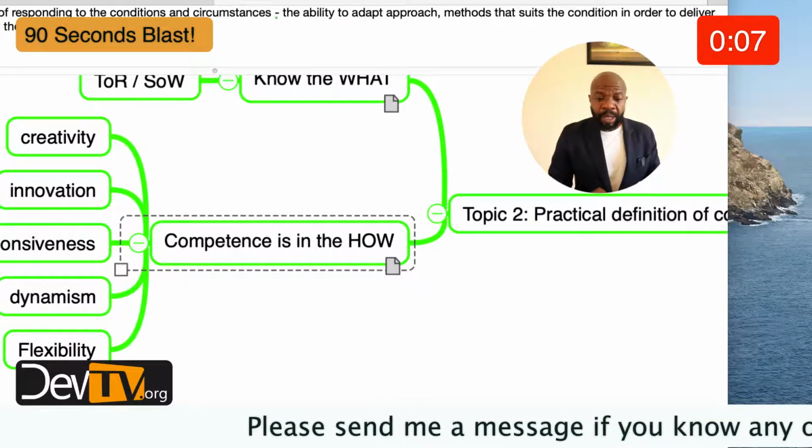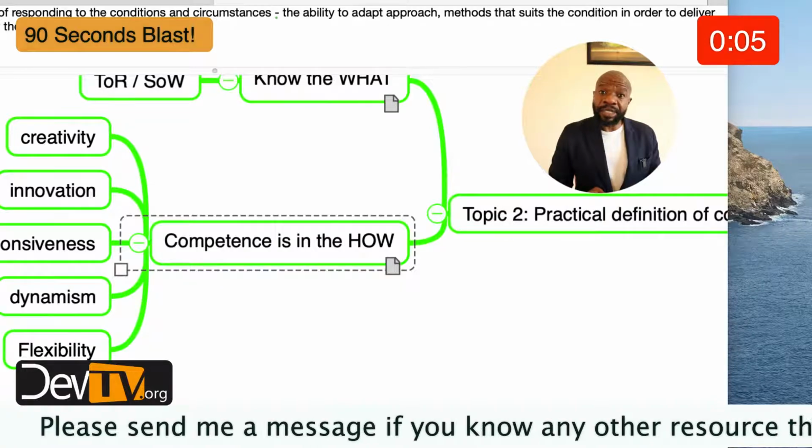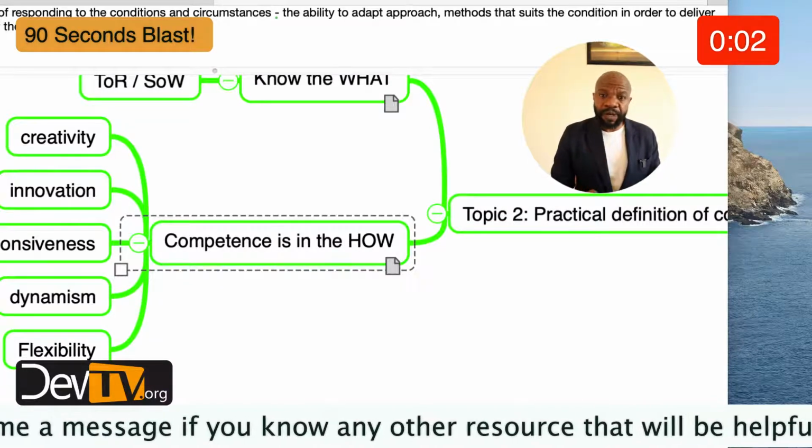So we don't attend to that as we ought to. So that's my definition of competence.